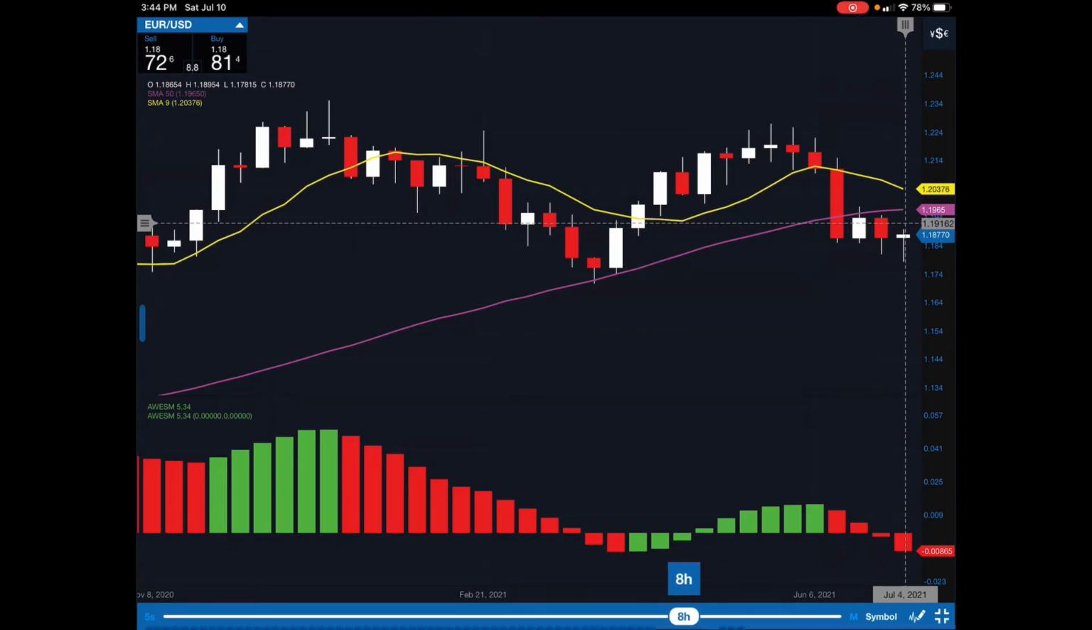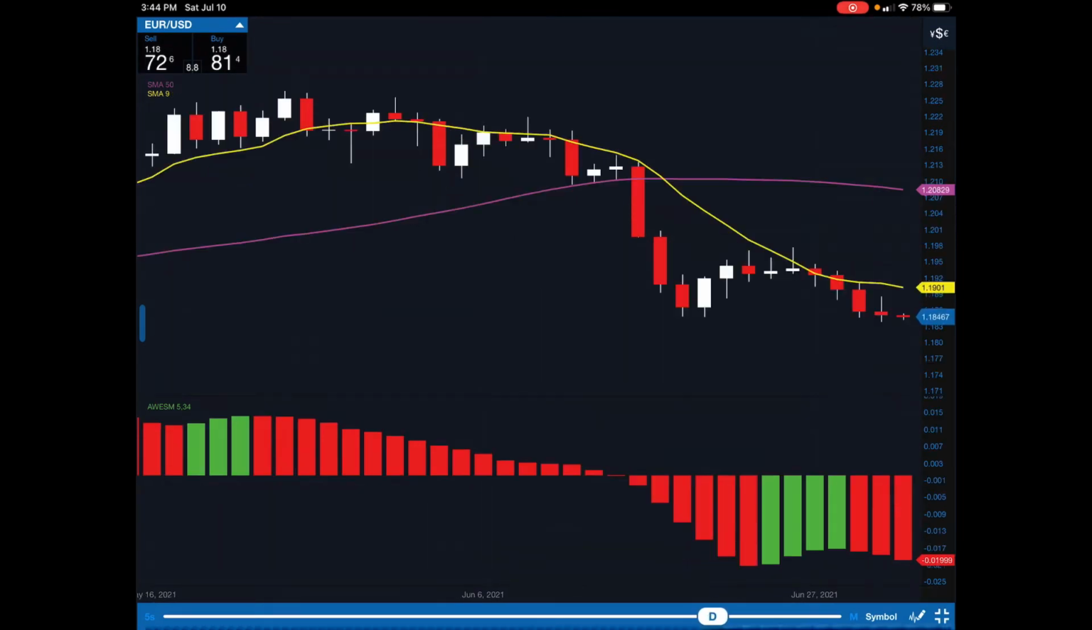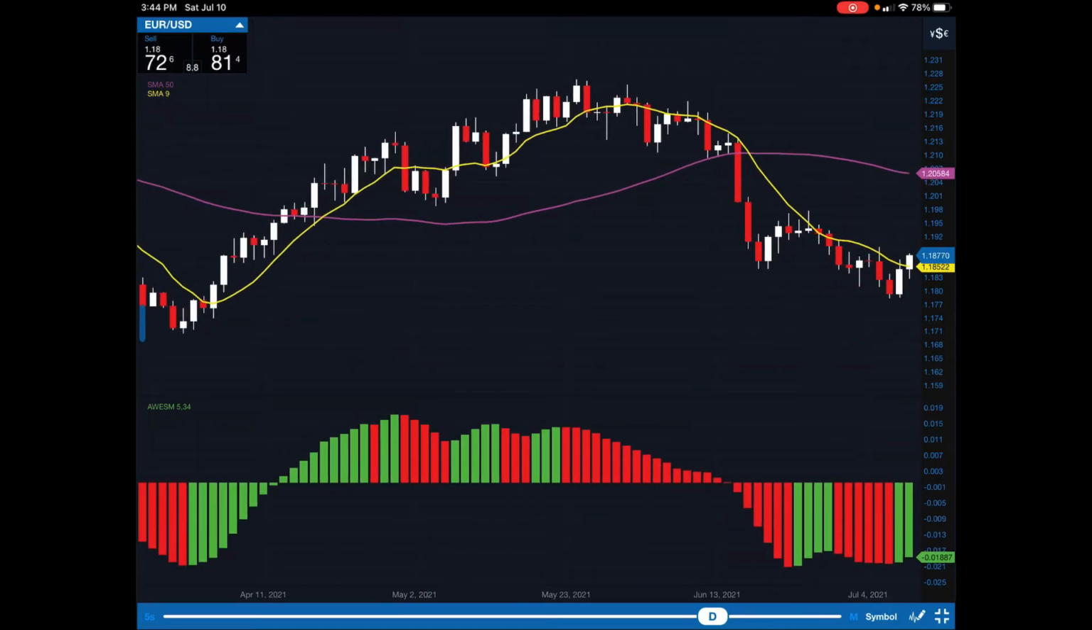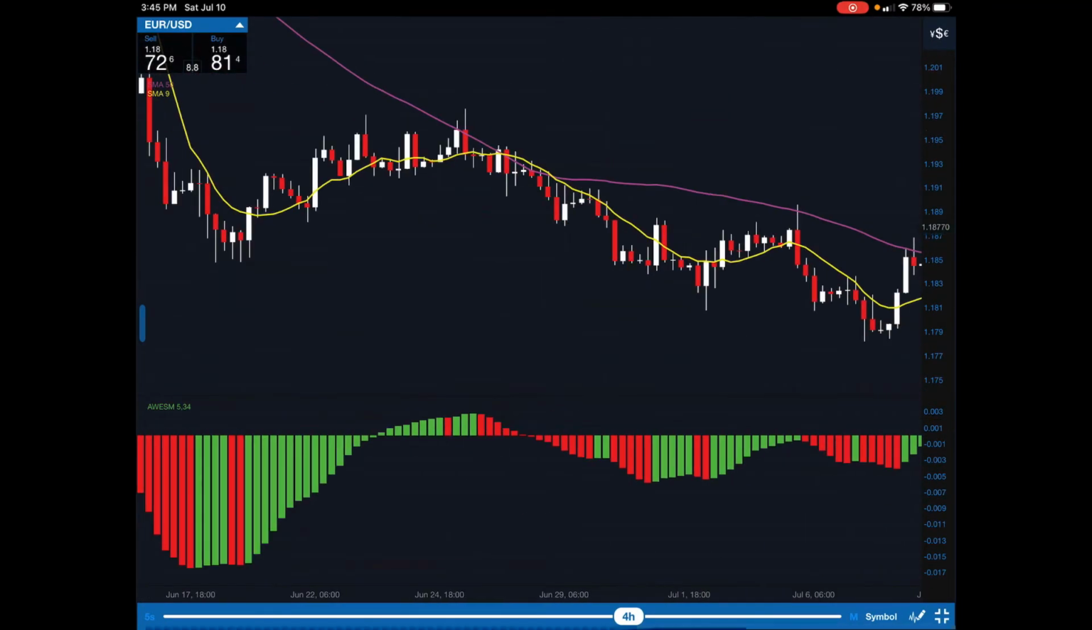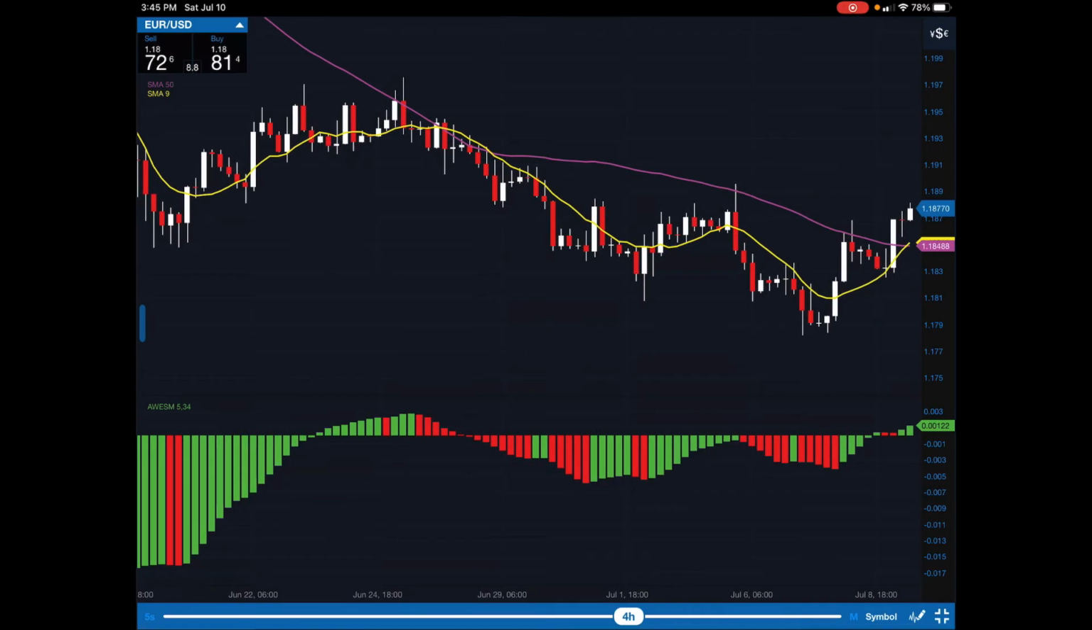So let's look at the daily. Yep, looks like we're going to have to wait for this pair to go up a little bit and possibly retest these highs here before going down. But could there be any setups on the 4-hour? Right now, I don't really see any good setups.